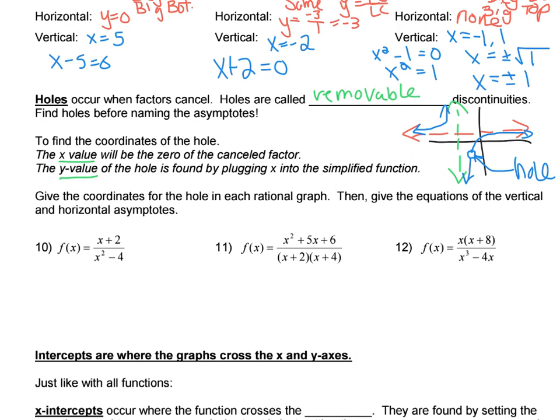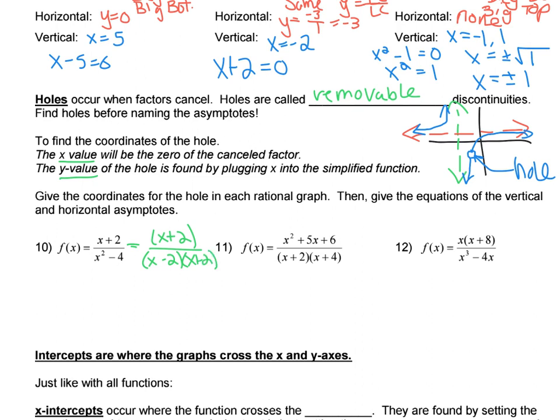It's asking us to give the coordinates for the hole in each rational graph, then to give the equations of the vertical and horizontal asymptotes. So we'll get to the holes, and then we'll do the vertical and horizontal asymptotes. F of x equals x plus 2 over x squared minus 4 for number 10. Well, I see a difference of squares in the bottom, x squared minus 4. So I'm just going to go ahead and factor this. X plus 2 on top doesn't change. The bottom becomes x minus 2 times x plus 2.